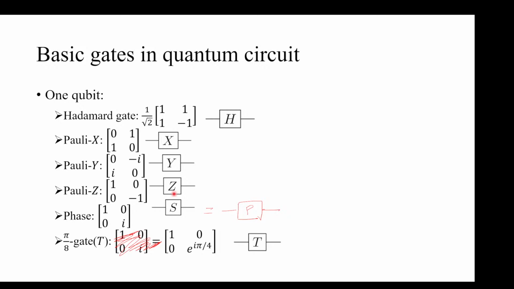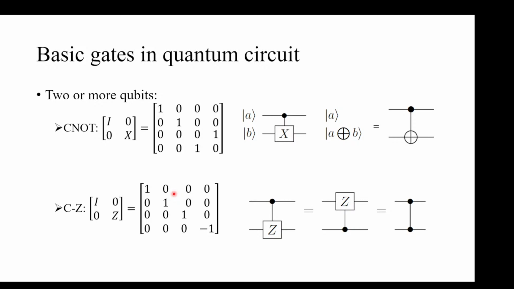And then we have 2 qubit gates. 2 qubit gates are a little more interesting, and I think you should also memorize those 2. There's a CNOT gate here, and a control Z gate here. So hopefully you memorize these 2 notations.